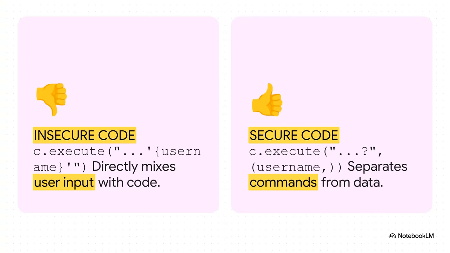So here's the fix for that SQL injection we saw earlier. The insecure code on the left is literally just pasting the user's input into the command. That's the big no-no. The secure code on the right uses what's called a parameterized query. It's a simple but powerful idea. It separates the command from the data. You send the command with a placeholder, like a question mark, and then you send the user's input separately as data. The database engine itself handles putting them together safely. The attack is completely neutralized.